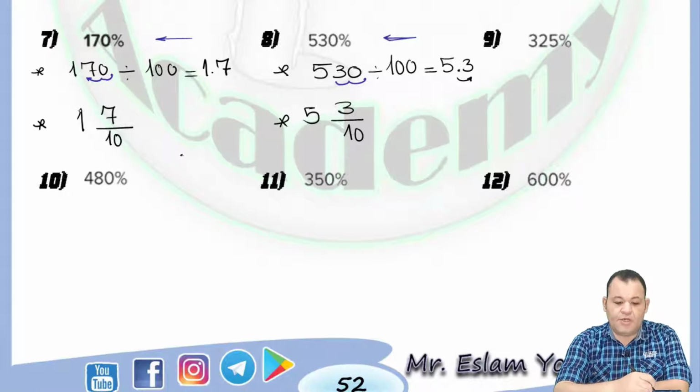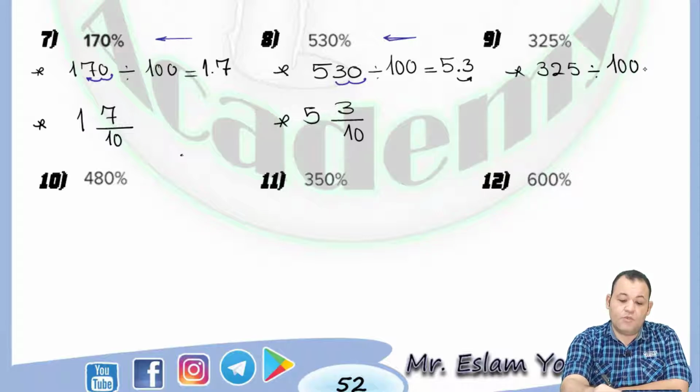Again for question number 9. For question number 9, we need to write 325%. If you need to write it as a decimal, we just divide it by 100. So we have here 325 divided by 100 will be equal. Once you divide by 100, moving the decimal point 2 places to the left. So it will be 1, 2. So the answer in the simplest form now will be equal 3.25.